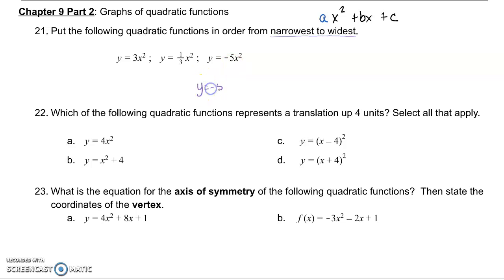Y equals negative 5x squared. Because the 5 is furthest from 0, the next furthest from 0 is 3, so 3x squared would be the next narrowest, and then y equals 1/3 x squared is going to be the widest, because that is going to be the closest number in this group to 0.